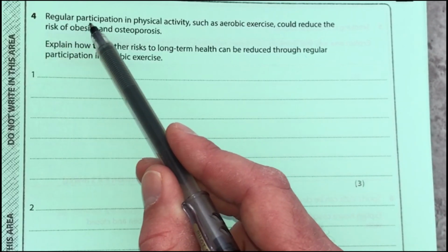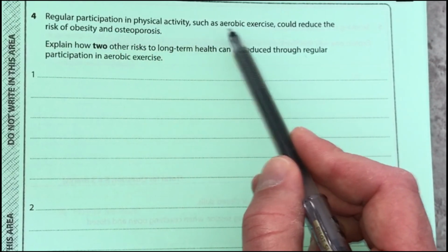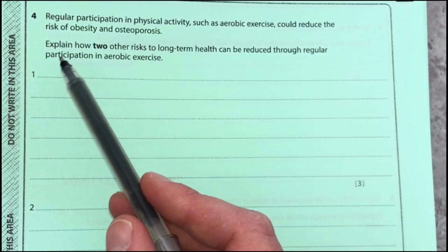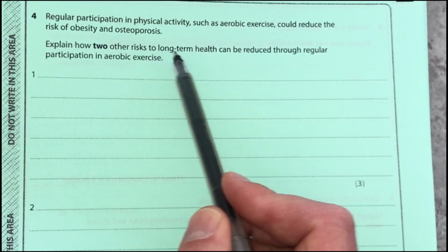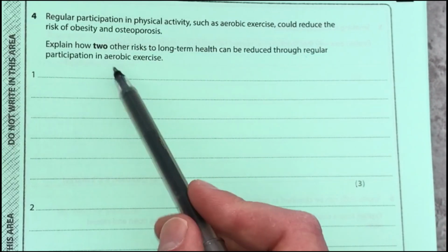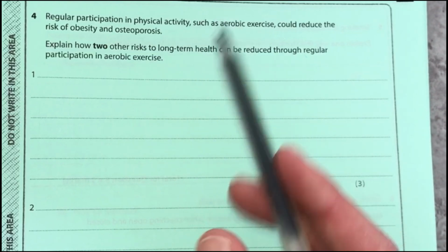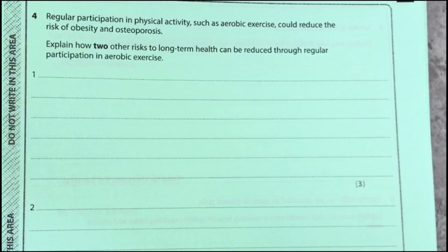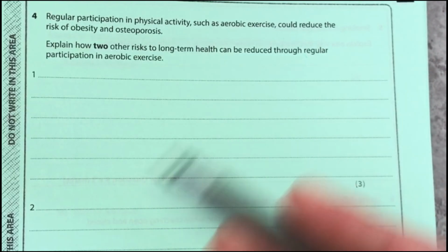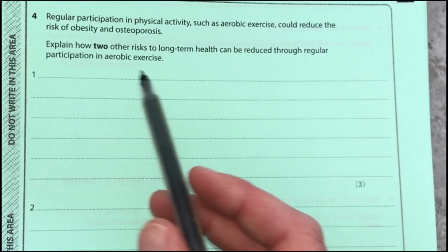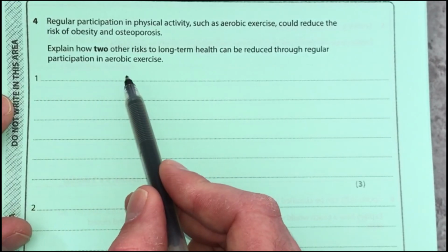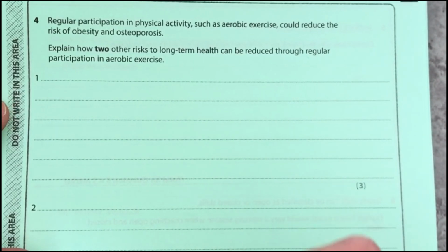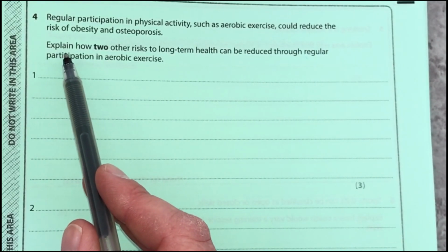Question 4. Regular participation in physical activity such as aerobic exercise could reduce the risk of obesity and osteoporosis. Explain how 2 other risks to long-term health can be reduced through regular participation in aerobic exercise. So this question we've got to explain. So we need to make a point, explain it by saying this is because, and then we could say therefore and give the benefit. So for explain questions, always make a point and develop that answer. This one's worth 3 marks. So we get 1 mark for making a point and 2 marks for our explanation of that point.